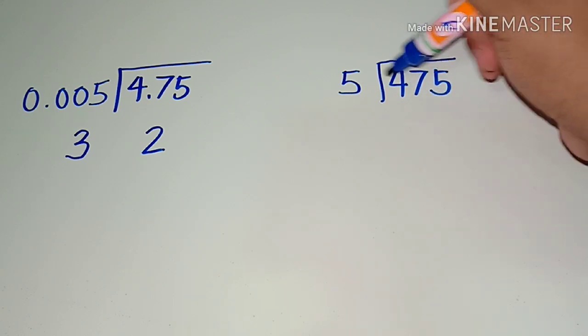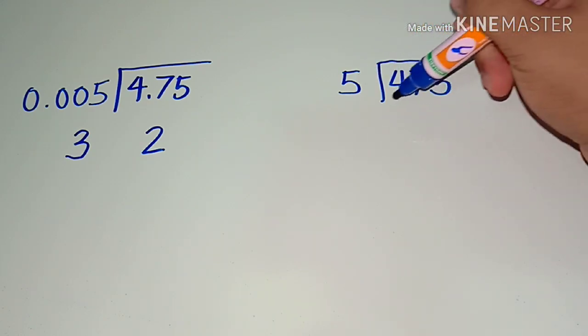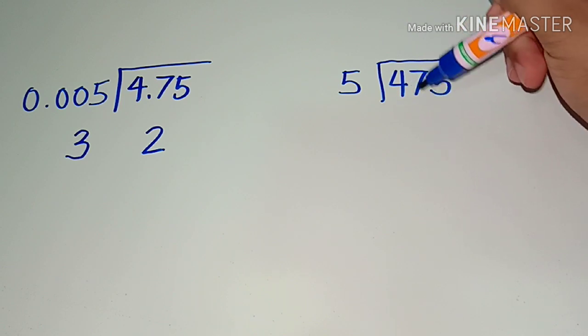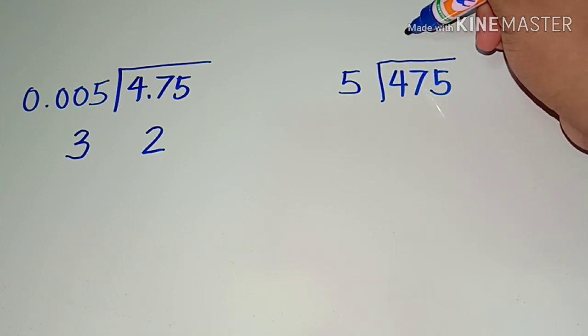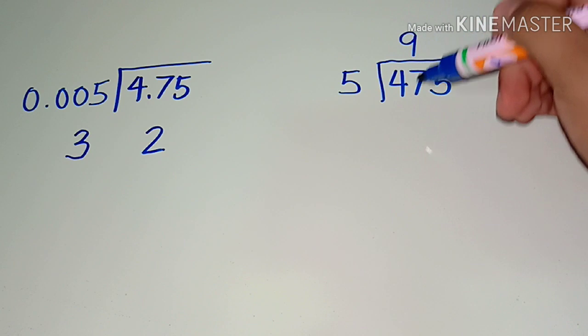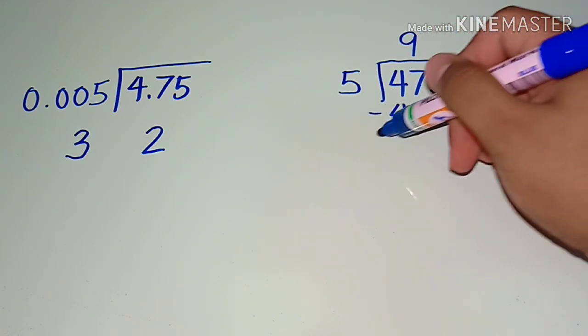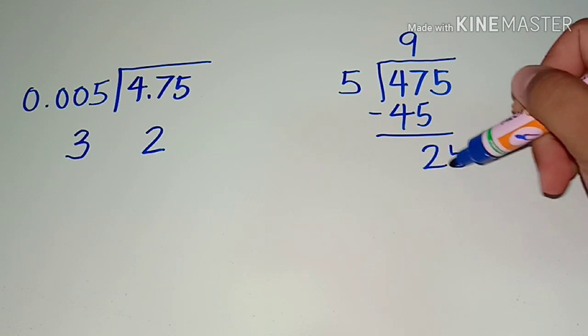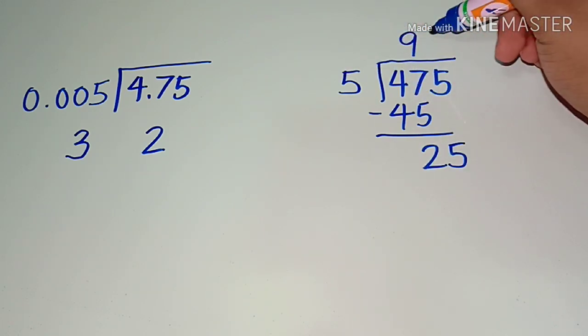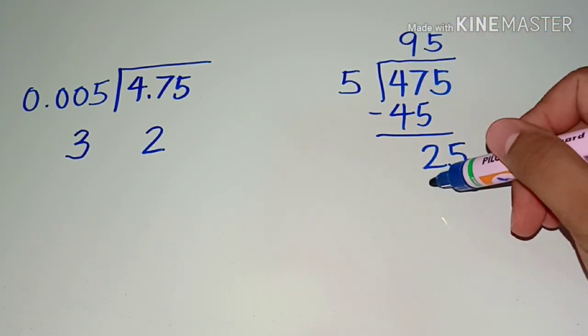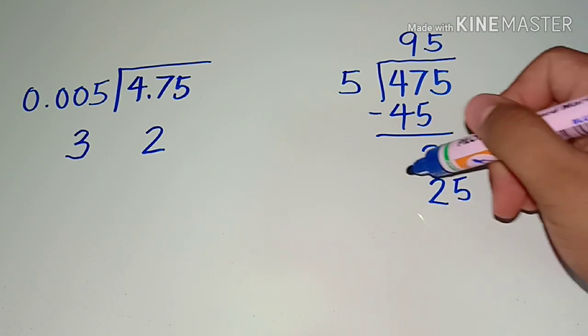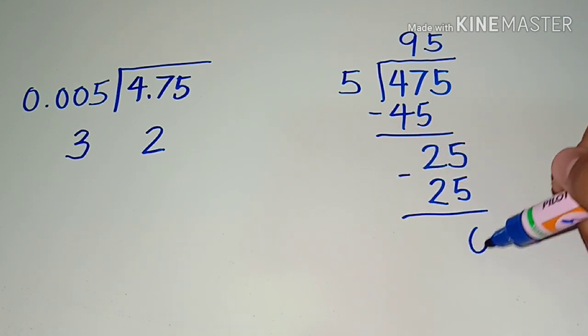So we cannot divide 4 and 5, so we take the 2 digits here. 47 divided by 5 is 9. 9 times 5 is 45. 47 minus 45 is 2. Bring down 5. 25 divided by 5 is 5. 5 times 5 is 25. And 25 minus 25 is equal to 0.